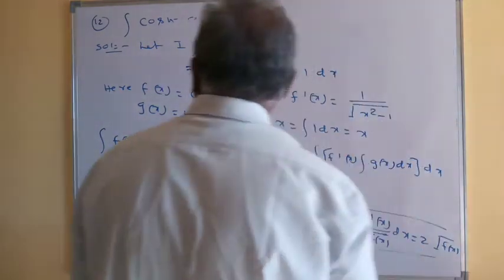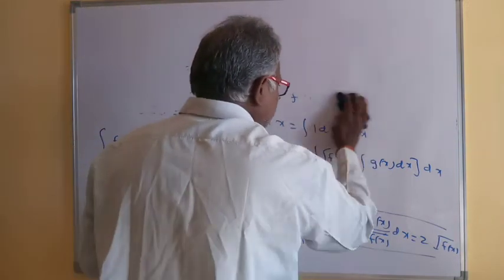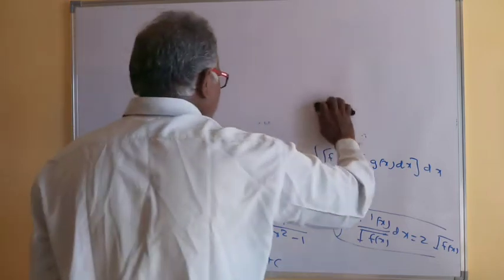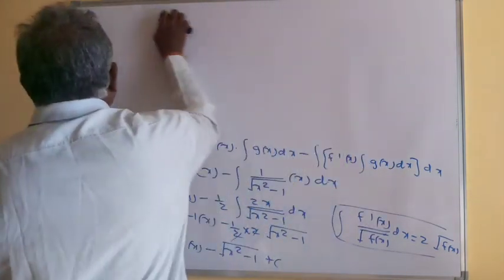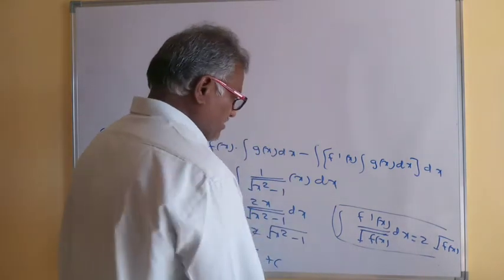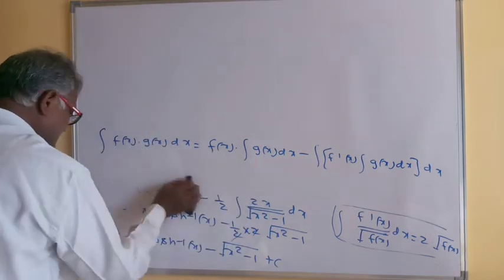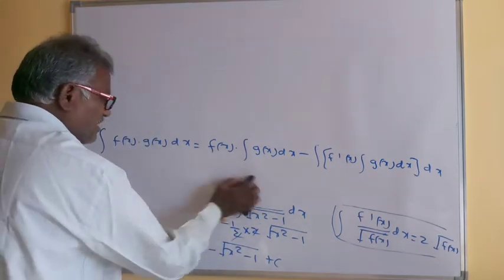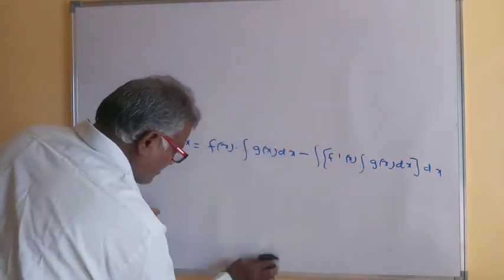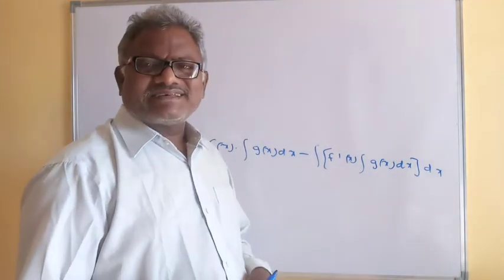Next, the 13th one, tanh inverse x. What is the derivative of tanh inverse x? The derivative of tan inverse x is nothing but 1 by 1 plus x square. Here, for tanh inverse x, the derivative is 1 by 1 minus x square.